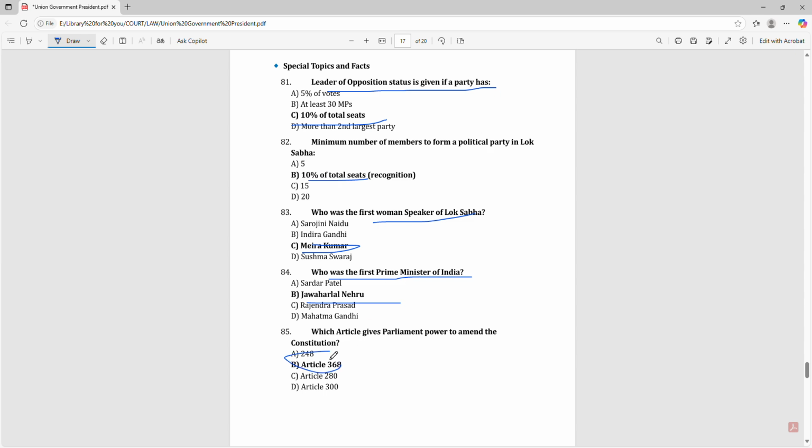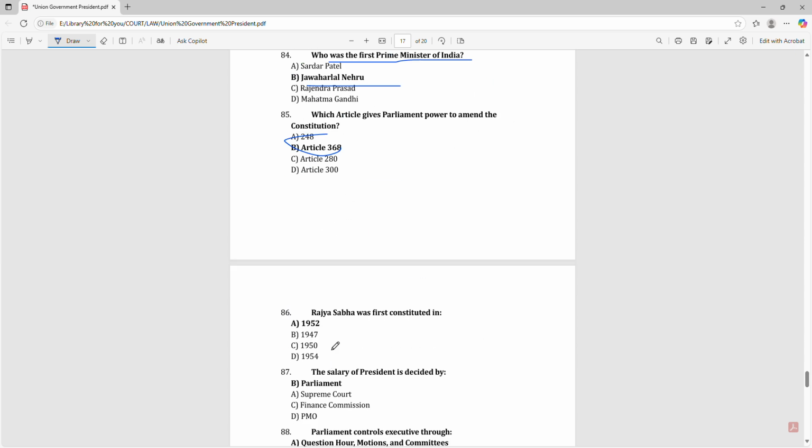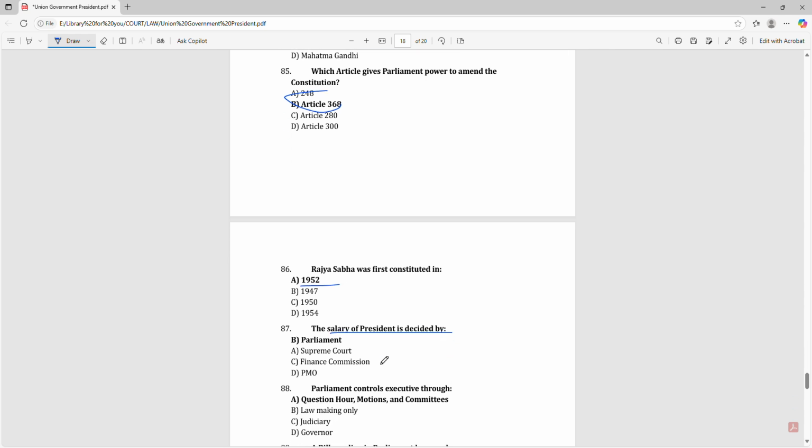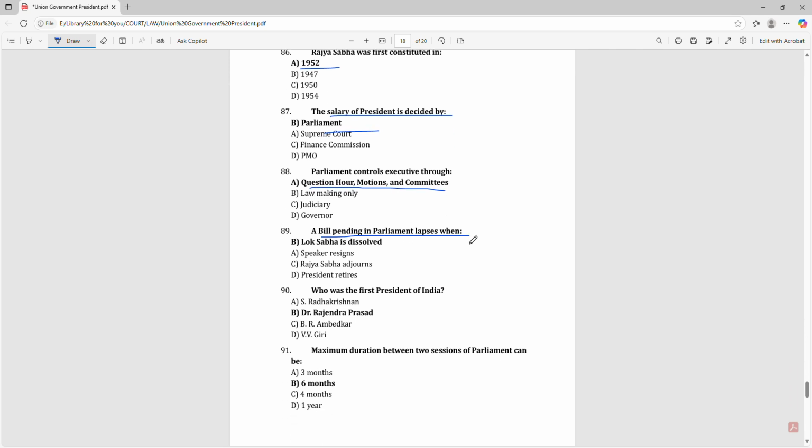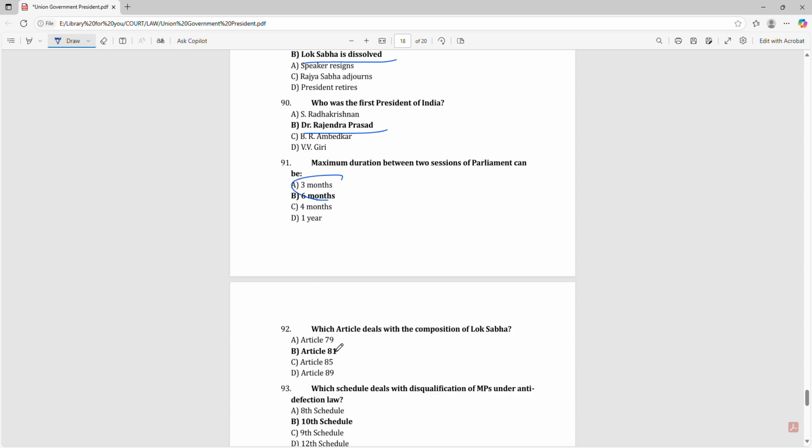Which article gives Parliament power to amend the Constitution? That is Article 368. Rajya Sabha was first constituted in 1952. The salary of the President is decided by the Parliament. Parliament controls the executive through questions, motions, and committees. A bill pending in Parliament lapses when Lok Sabha is dissolved. Who was the first President of India? Dr. Rajendra Prasad. Maximum duration between two sessions of Parliament can be 6 months.